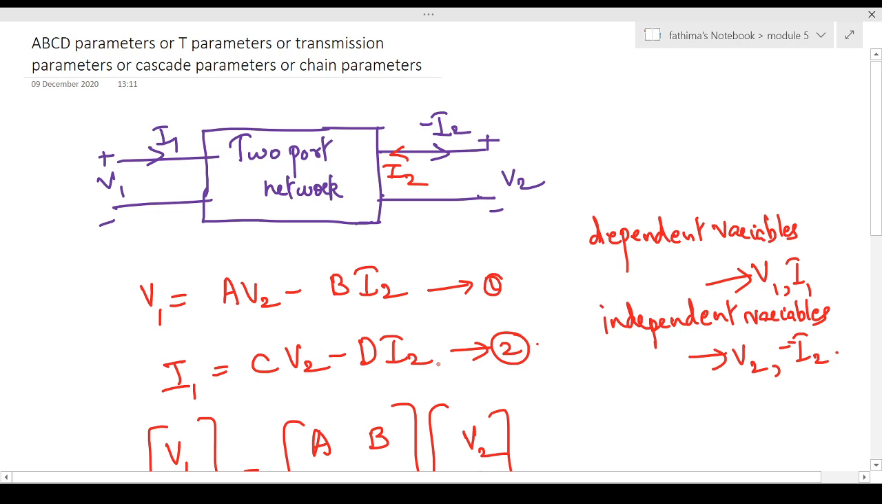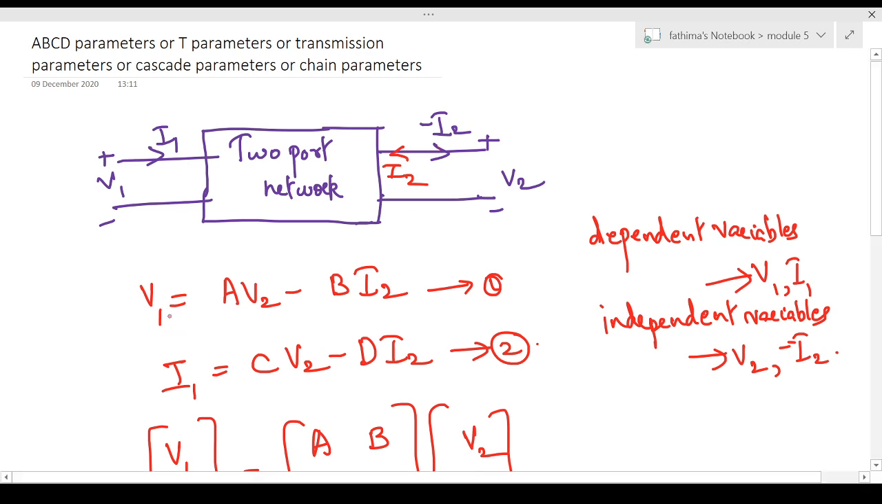Here minus I2 is used rather than plus I2 because here we are considering the current to be leaving the network, and usually our convention is to consider I2 as positive when current is entering the port. So here we are considering the current I2 to be leaving the network, and this is done for conventional reasons. That is, when you cascade two ports, that is when you connect the output of a two-port network to the input of another two-port network, it is most logical to think of this current I2 as leaving the two-port. And it is also customary in the power industry to consider I2 as leaving the two-port.